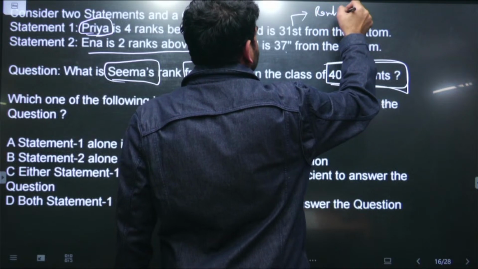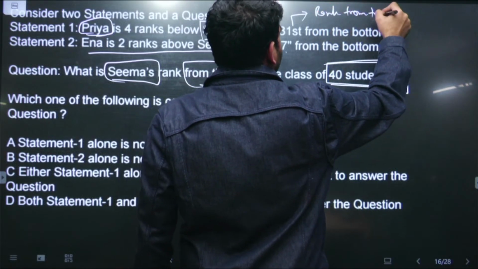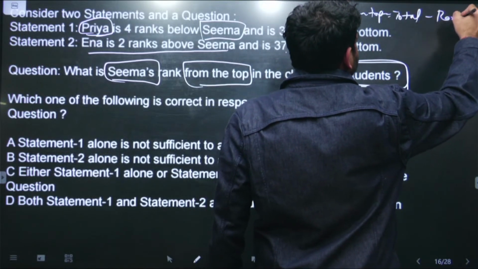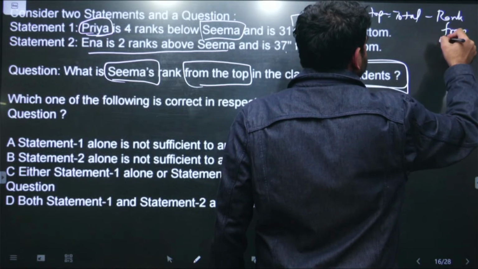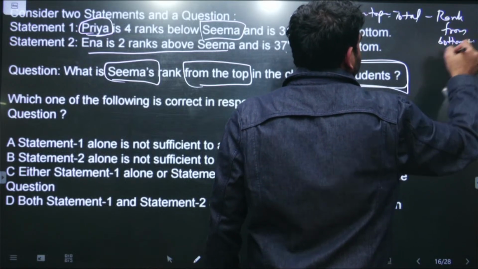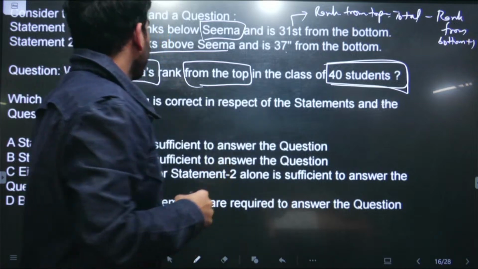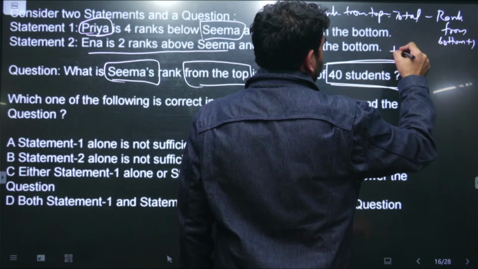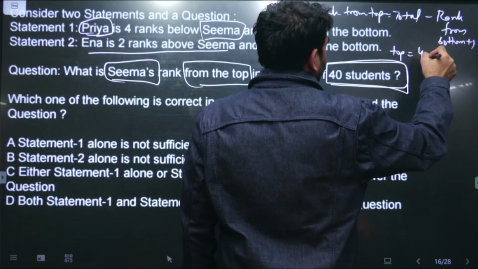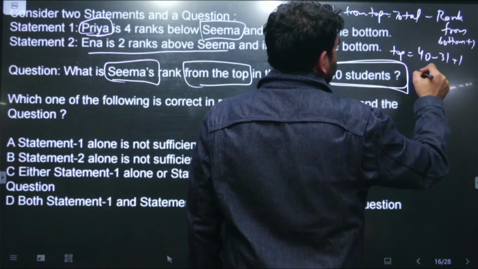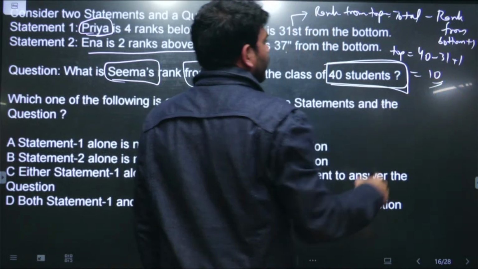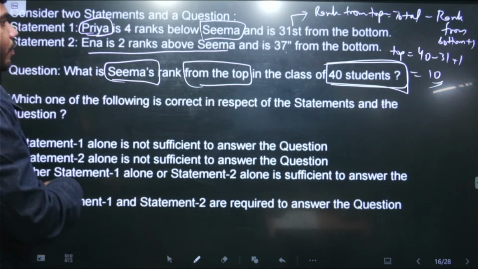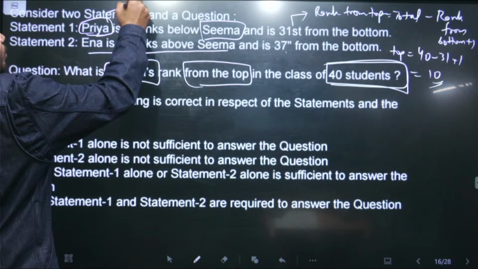Rank from top is equal to total minus rank from bottom plus 1. So here we know the rank of this girl Priya from the bottom is 31. So rank from the top is equal to total minus 31 plus 1. So that is 10. Right? So it means the rank of this girl Priya from the top is 10.